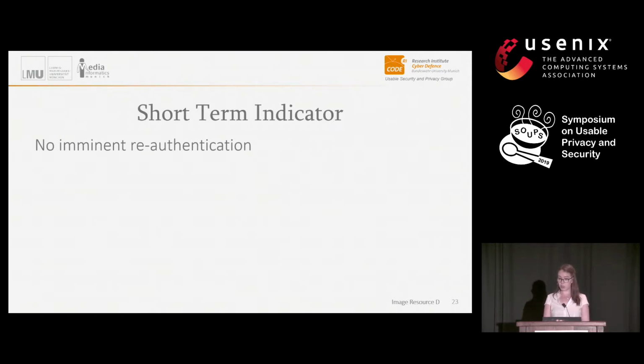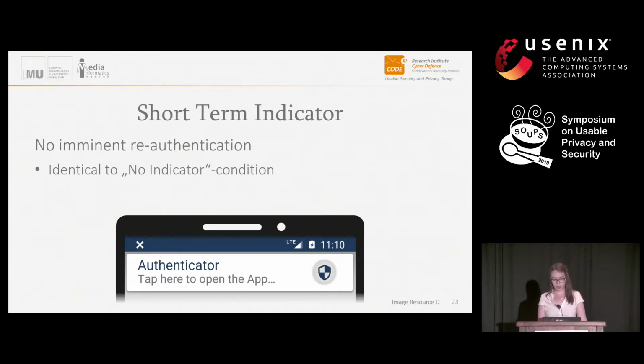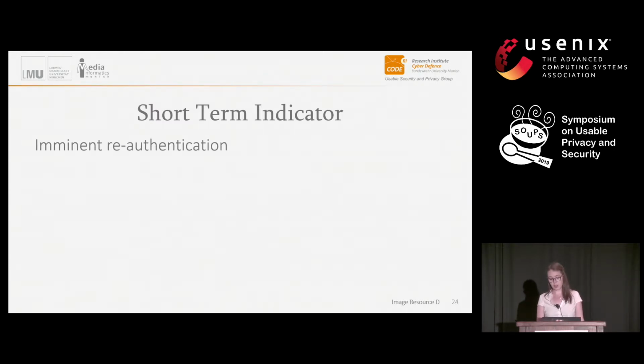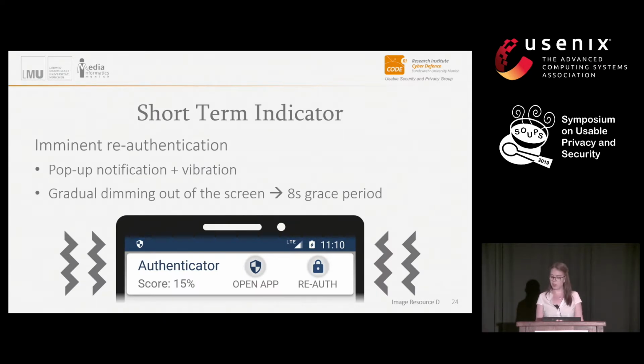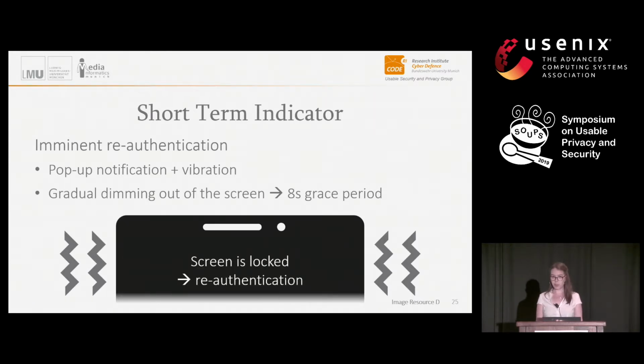The second condition is a short-term indicator, which, if there is no imminent re-authentication, is exactly the same as the no indicator condition. But if there is a re-authentication triggered, then a notification will pop up, which contains the current device confidence level and a shortcut to enable immediate voluntary re-authentication. The screen will also start to dim out gradually, providing an 8-second grace period for the user to finish the task, as you can see here. After this grace period, the screen will be locked and an explicit re-authentication will be necessary.